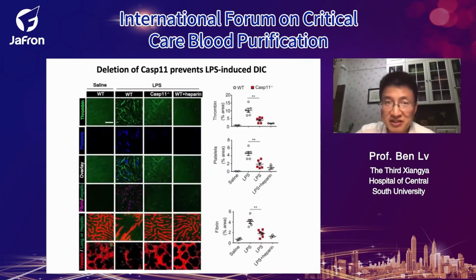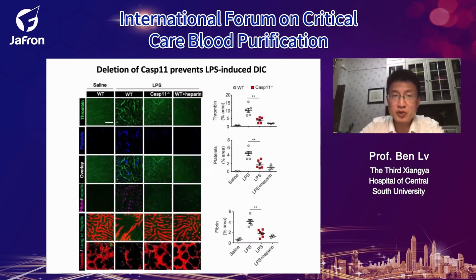So just look at the figure. We use in vivo imaging, and we can visualize the DIC. Once thrombin activates, it can cleave this substrate. This substrate is a probe. Once it is cleaved specifically by thrombin, it creates a green fluorescent signal. So when you see green, that means thrombin activation.